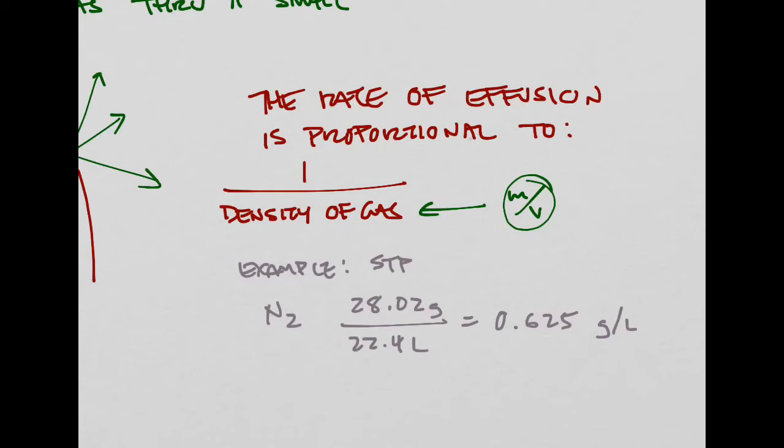And then we take something like our helium. With helium, we have a molar mass of 4 grams, and if I have 4 grams of it and it's at STP, then I would also have 22.4 liters of that gas within that balloon. And if you do that math, it turns out to be 0.179 grams per liter. So you can see here that the density of helium is going to be quite a bit less than the density of the nitrogen gas.